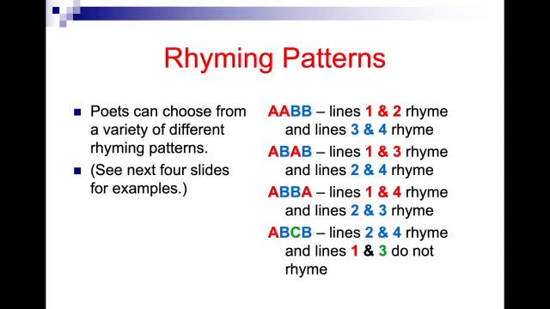So if we break down further to rhyming patterns, poets can choose from a variety of different rhyming patterns, and we'll look at the different types, but we can see all four of them on the right-hand side. We can have an AABB pattern, where lines 1 and 2 will rhyme, and lines 3 and 4 will rhyme. You can have an ABAB pattern, where your first and third lines will rhyme at the end, and lines 2 and 4 will rhyme at the end. You could have lines ABBA, where lines 1 and 4 will rhyme, and the middle lines 2 and 3 will rhyme. We've also seen ABCB, where lines 2 and 4 will rhyme, but lines 1 and 3 do not rhyme at the end.